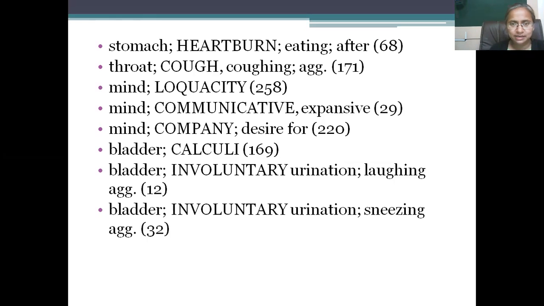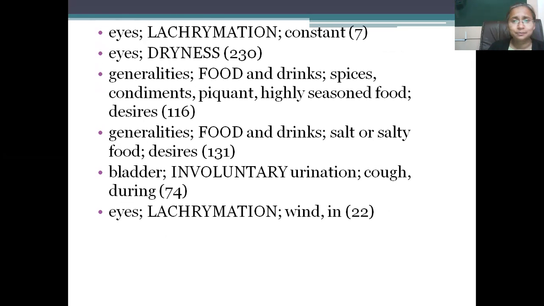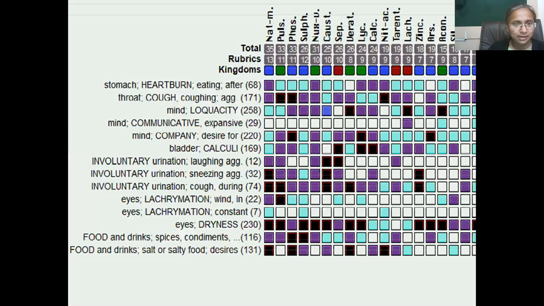So I took all these rubrics: loquacity, coughing aggravation, heartburn after eating, communicative, bladder calculi, and I took these involuntary urination symptoms because this was really peculiar. For 25 years, she has had this involuntary urination while laughing, sneezing, and lacrimation, constant dryness in eyes, desire for spices, desire for salt, and lacrimation in wind. Whenever she is driving against the wind, she will have this constant watering from the eyes.